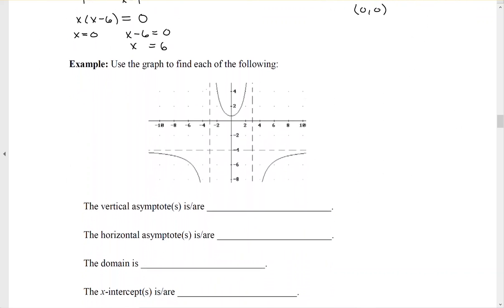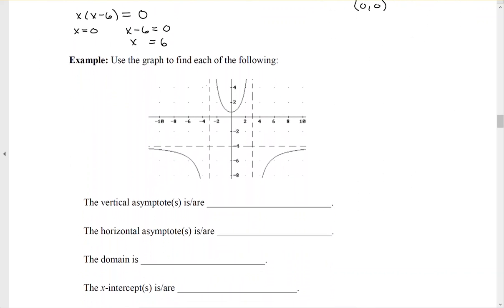This one, they give you a picture and want you to find the different characteristics. So vertical asymptotes are ones that go up and down and have the equation x equals, because it crosses the x-axis. So for the first vertical asymptote that I see, it's x equals, and it crosses at -3. This one, vertical asymptote, crosses at 3, so it's going to be x equals 3.